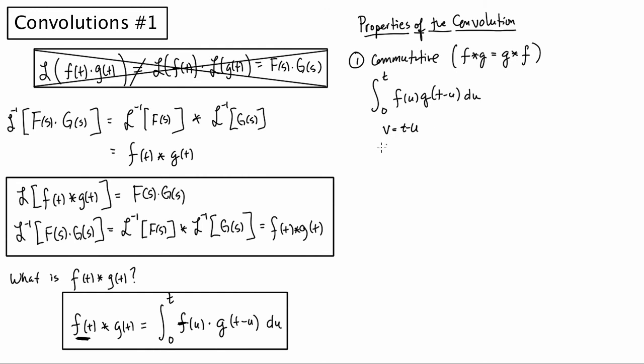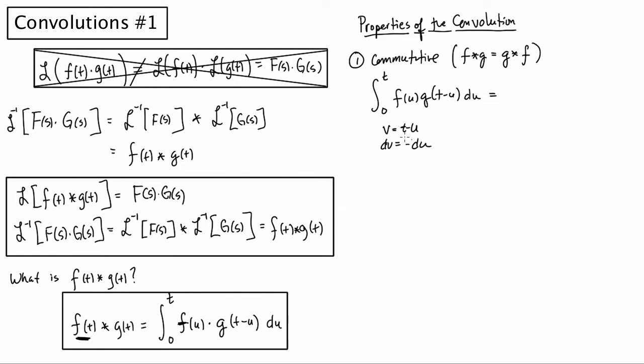So if v is t minus u, then dv with respect to u would be negative du. So v is t minus u and dv is minus du. I'd be taking the derivative there with respect to u, or the differential with respect to u.